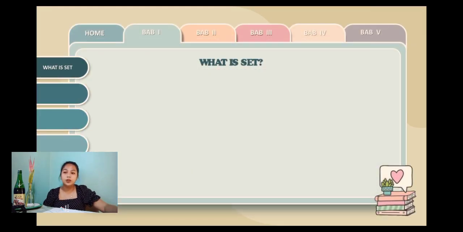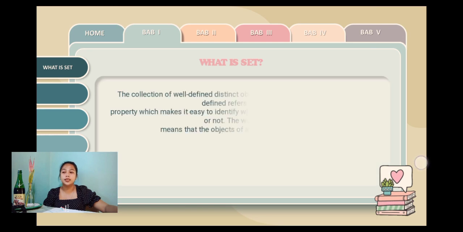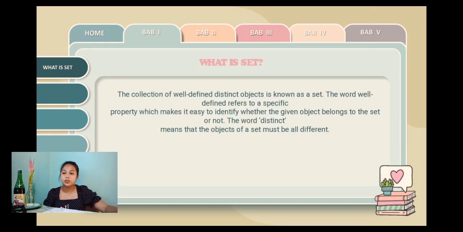The first one we are going to discuss is what is a set. A set is a collection of well-defined distinct objects. The word well-defined refers to a specific property which makes it easy to identify whether the given object belongs to a set or not. The word distinct means that the objects of a set must be all different. So, for example, I have here a set of brothers named Carlo, Bill, and Jared. This one is an example of a set.